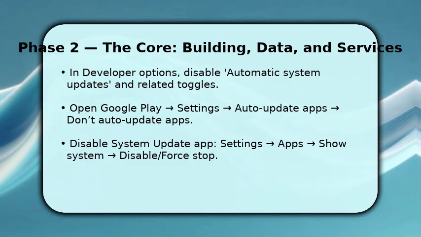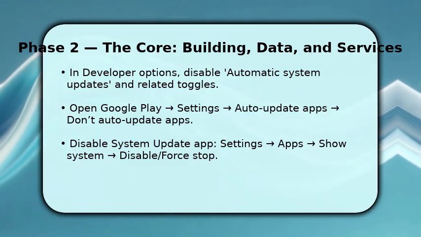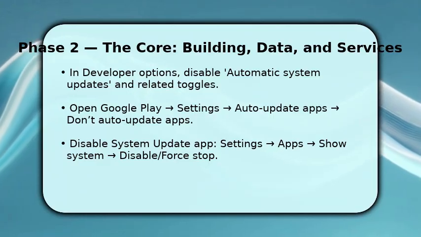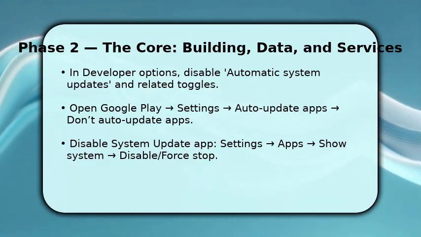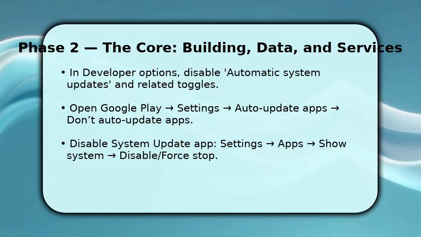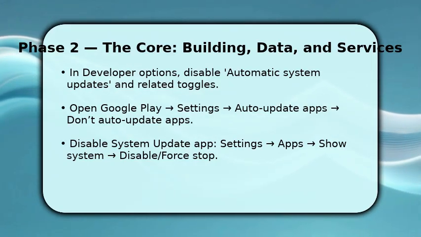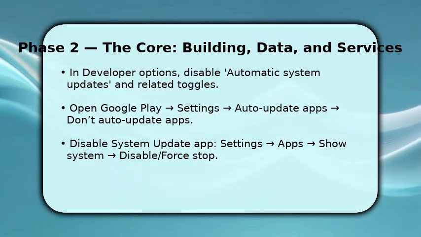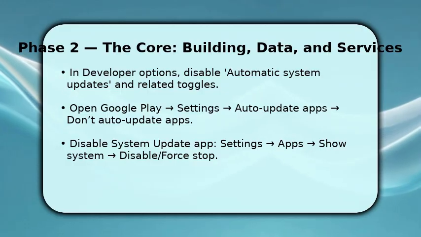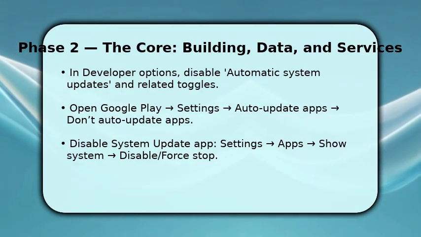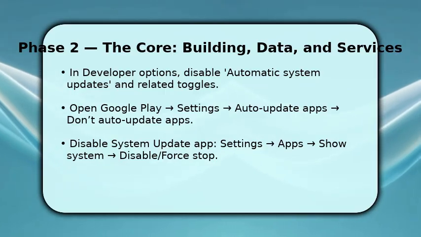Then, open Google Play, tap Settings, choose Auto Update Apps, and set to Don't Auto Update Apps to prevent app-triggered platform changes. After that, open Settings, then Apps, use Show System Apps, find System Update or Google System Update, and force stop then disable if allowed. This prevents the updater from restarting. Make sure to confirm each change so the system retains the changes.